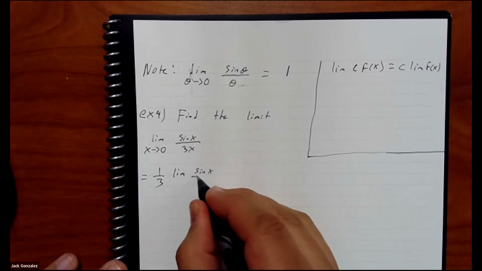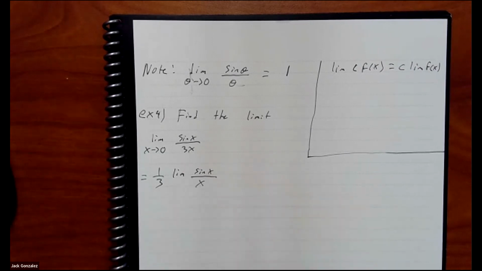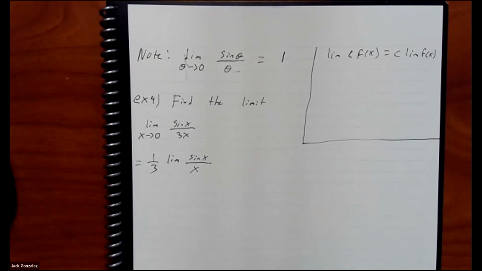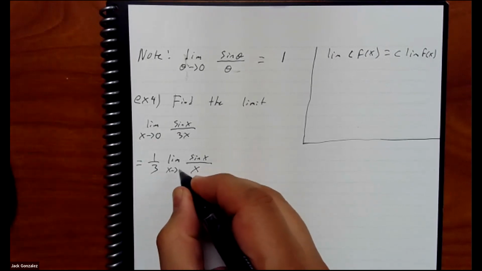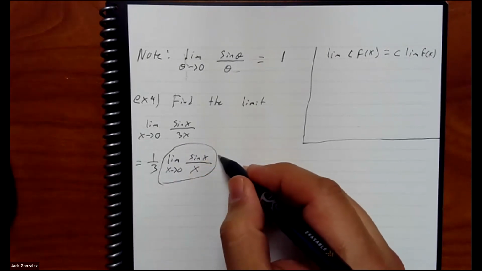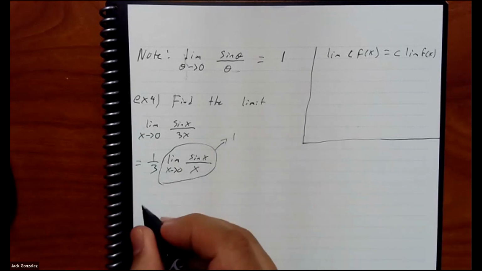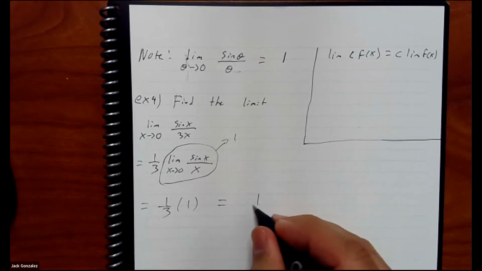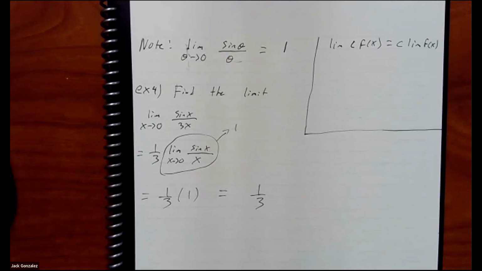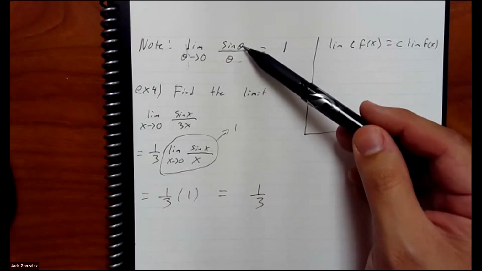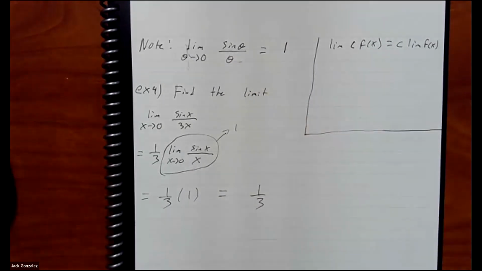There's a list of properties for limits. I will send that via Remind tomorrow, if not tonight. So now it's exactly like the formula. So this piece will go to 1. So we get 1/3 times the 1. So apply your formula. That's it. So you're trying to rig it to look like this. So whatever is inside the theta has to be down here, and vice versa.